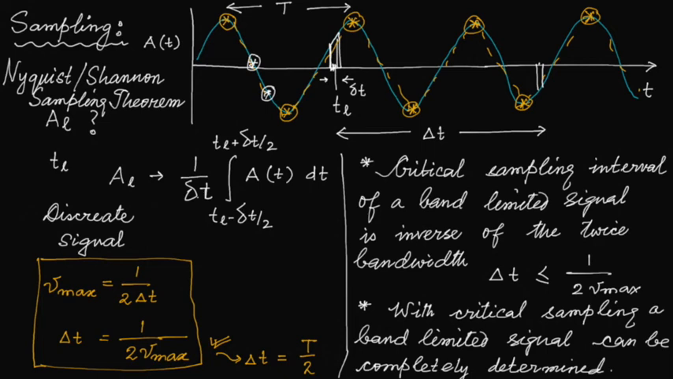So what do you think? Is there any way of finding out the frequency of this sine wave from these four measurements? No, right? Because you will just get a straight line.